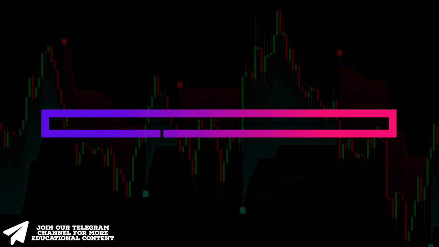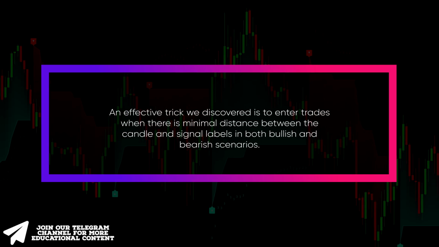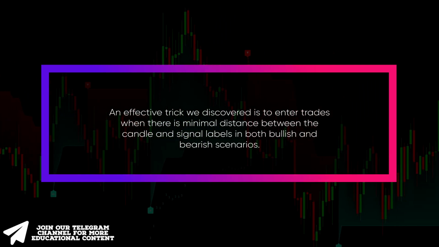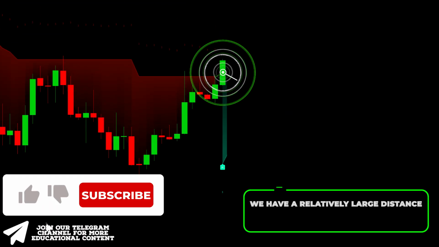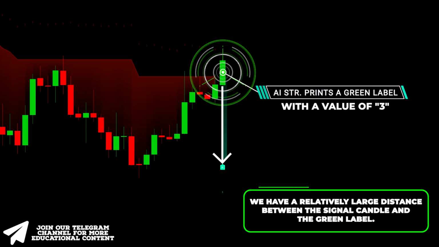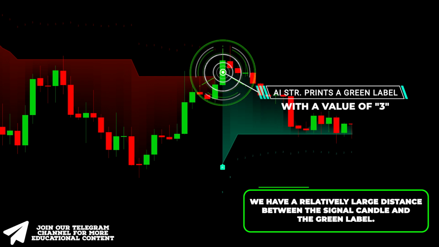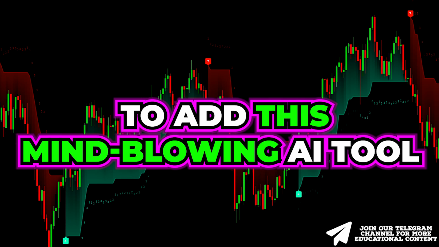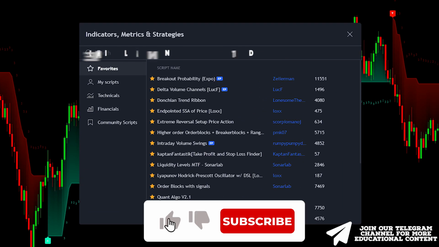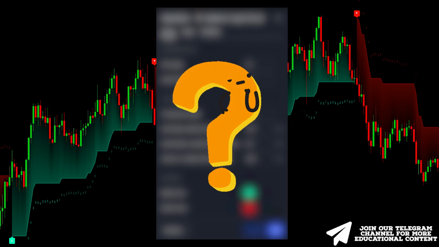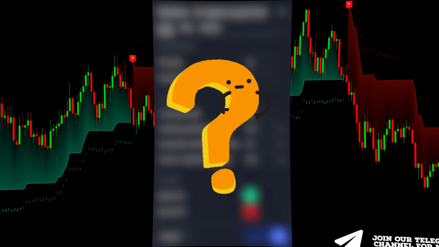An effective trick we discovered is to enter trades when there is minimal distance between the candle and signal labels in both bullish and bearish scenarios. As you can see, here there is a relatively large distance between the signal candle and the green label, even with a value of 3, and subsequently, the price showed a choppy move and reversed. With that, to add this mind-blowing AI tool, open the indicator menu, type Machine Learning SuperTrend, and add this one to the chart. The settings aspect we will discuss in the latter part of the video.